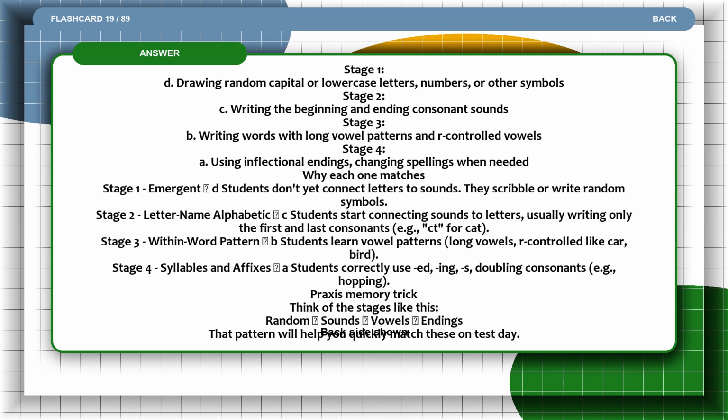Stage 4 Syllables and affixes. A. Students correctly use -ed, -ing, -s, doubling consonants, for example, hopping. Praxis memory trick. Think of the stages like this: random, sounds, vowels, endings. That pattern will help you quickly match these on test day.